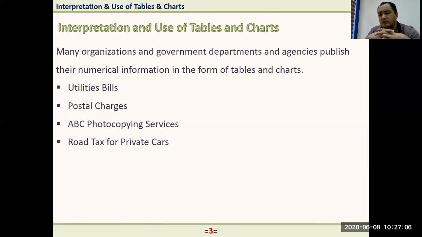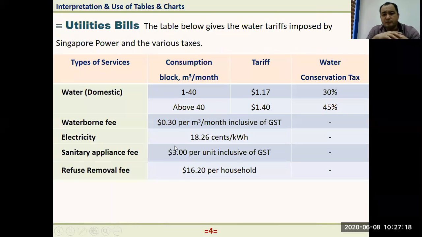Because you may give an interview to some news channels, or you may give a kind of talk to the people. So you need to have some idea about this system, okay? So first we will start with utilities bills, okay?